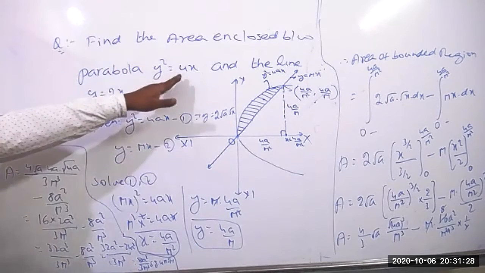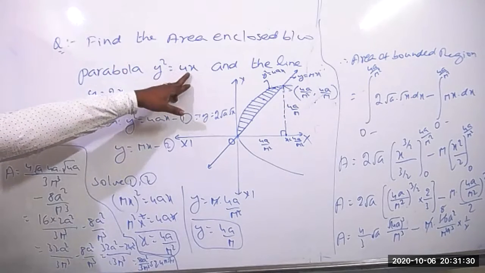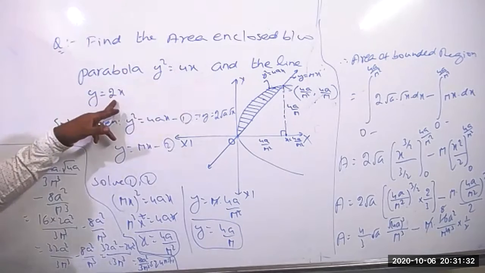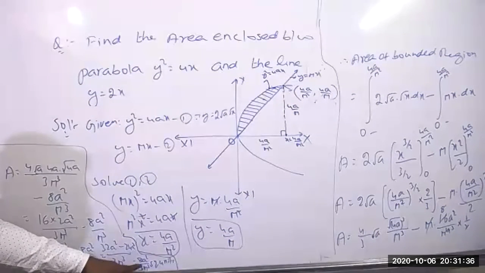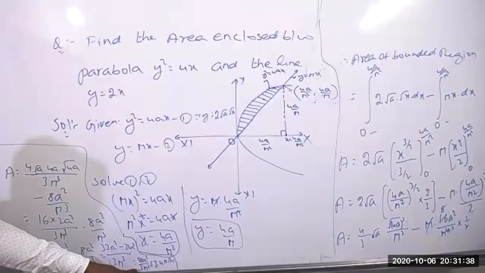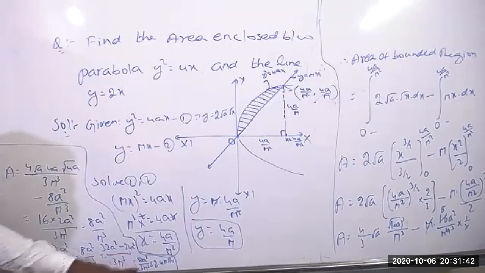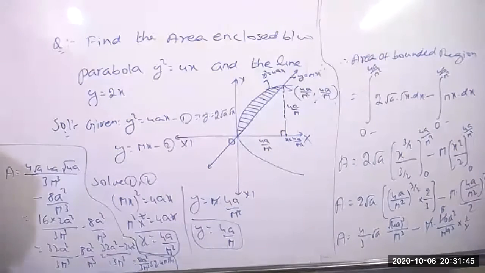Compare this. Y square equal to 4x means the value of a equal to 1. And y equal to 2x means the value of m equal to 2. So a equal to 1, m equal to 2, you can substitute in there now. 8 into 1 square, 8 by 3 into 2 cube means 8, 8 will be cancelled. So 1 by 3 square units. That's the area of the bounded region for this question.